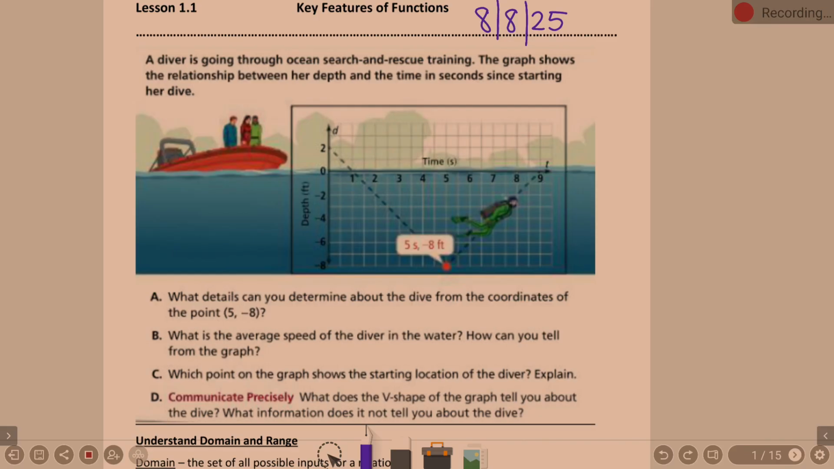But before we do that, we're going to use this example to kind of get us in the math frame of mind and talk about some pieces here. Sorry, the picture I know is a little dark in the copies, but I have it up here to look at too. A diver is going through ocean search and rescue training. The graph shows the relationship between her depth and the time in seconds since starting her dive. So you have the graph in front of you. We're going to look at some questions. What details can you determine about the dive from the coordinates of the point 5, -8?